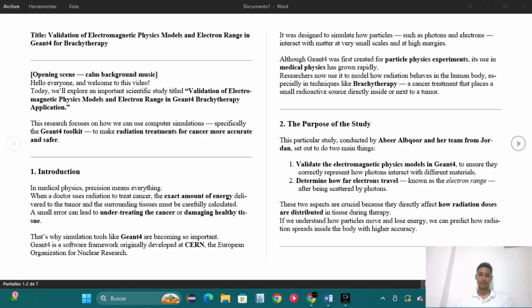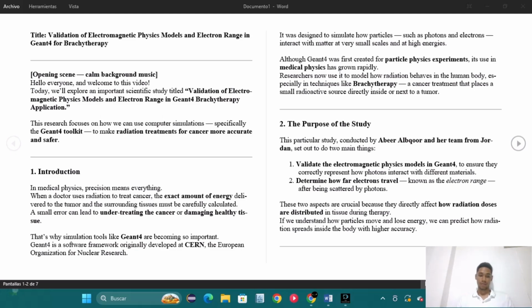Introduction. In medical physics, precision means that every time a doctor uses radiation to treat cancer, the exact amount of energy delivered to the tumor and the surrounding tissues must be carefully calculated. A small error can lead to under-treating the cancer or harming healthy tissue. That is why simulation tools like Geant4 are becoming so important.